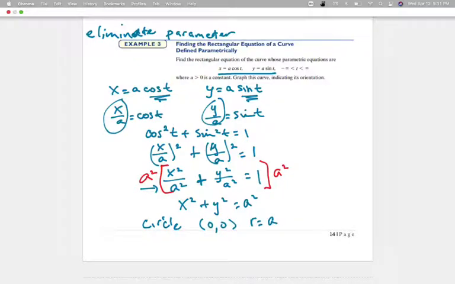So if you were actually to graph it, you have a point here at a, that's at (a, 0), this is at (0, a), this is at (negative a, 0), and this is at (0, negative a). And if you start at angle 0, you're going to end up going this way. And the path that would be taken is this path. And that would be our graph for this one.